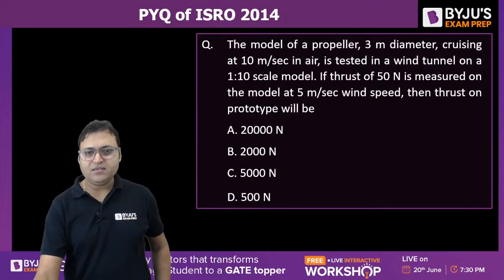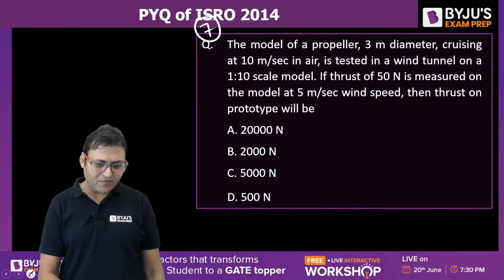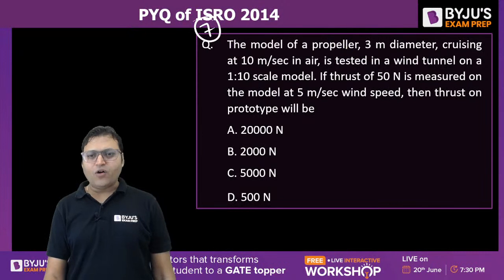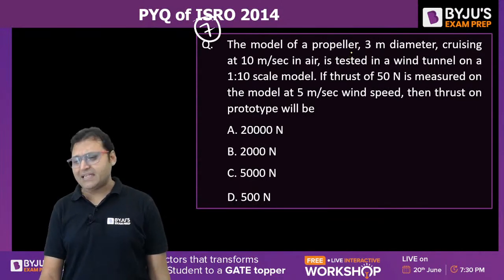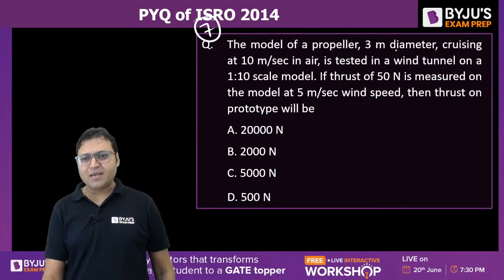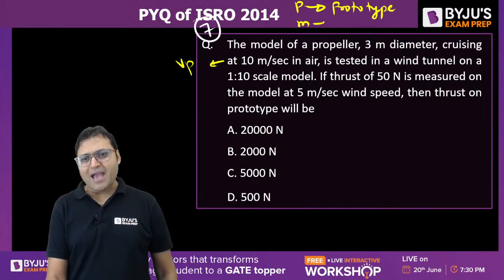The next one is question number 7 on your screen. Try to solve this one. The question is from dimensional and model analysis. The model of a propeller, 3 meter in diameter. So this is the diameter of the prototype, cruising at 10 meter per second. That is the velocity of the prototype. P stands for prototype and M stands for model.